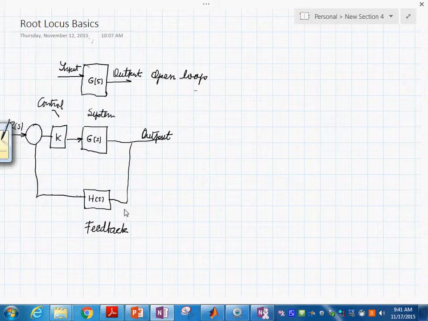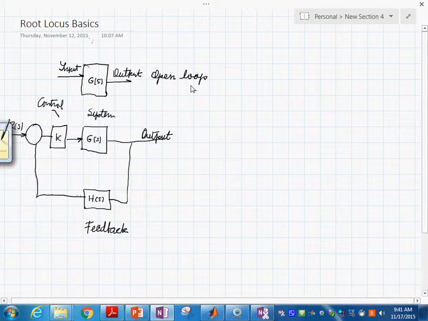So if we have the output over here and we compare it to the input, the difference is basically an error that we see over here. That error is what is fed to the controller, and that output is fed to the system. That's how we do a new comparison, a new feedback, and this goes on like this.